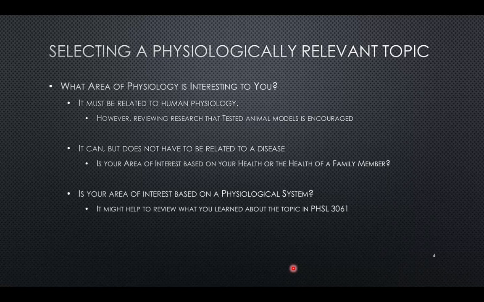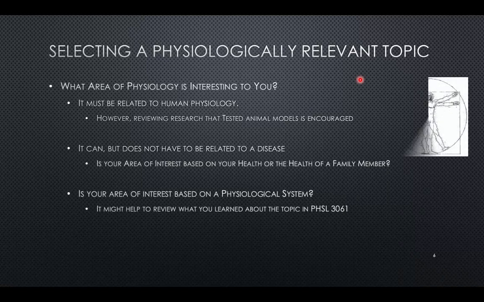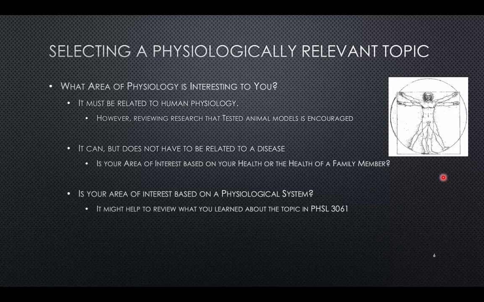Now, when it comes to picking a physiologically relevant topic, it should be a topic that is interesting to you so that you'll be motivated to research it and to read about it. It should be related to human physiology. However, many of the papers on human physiological topics also use animal models, and those papers are sometimes preferred for this class because the experiments can be better controlled and they have less experimental variability.